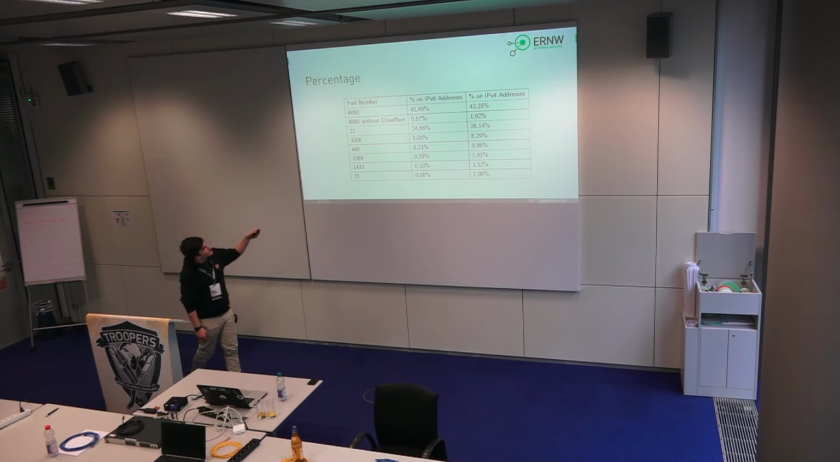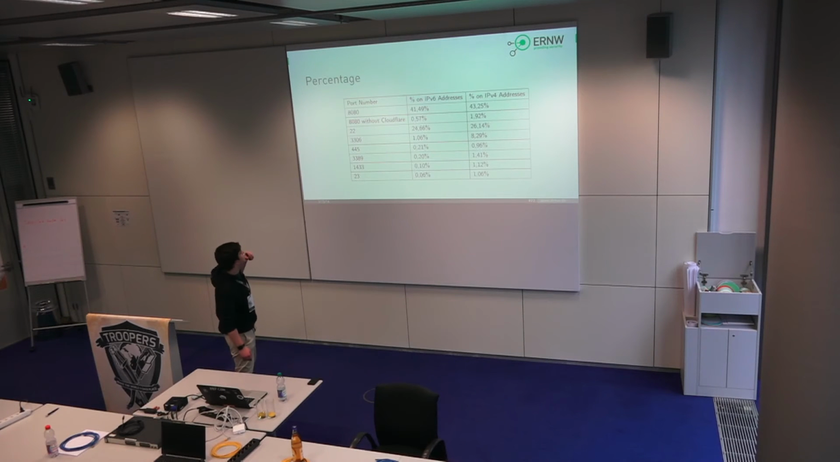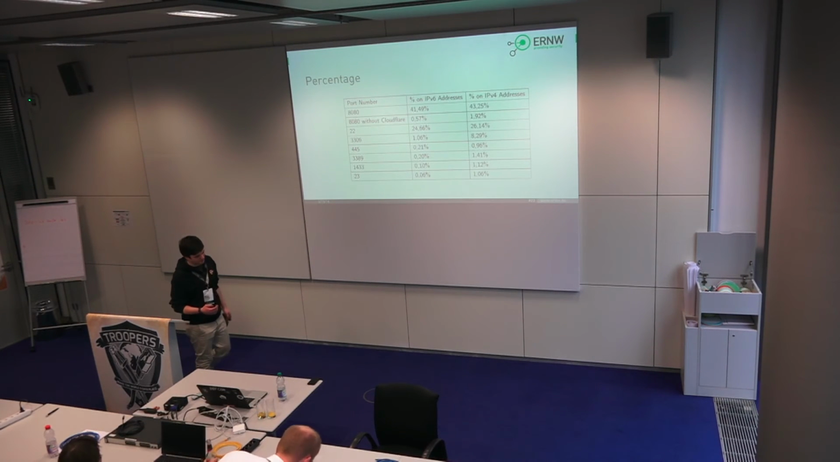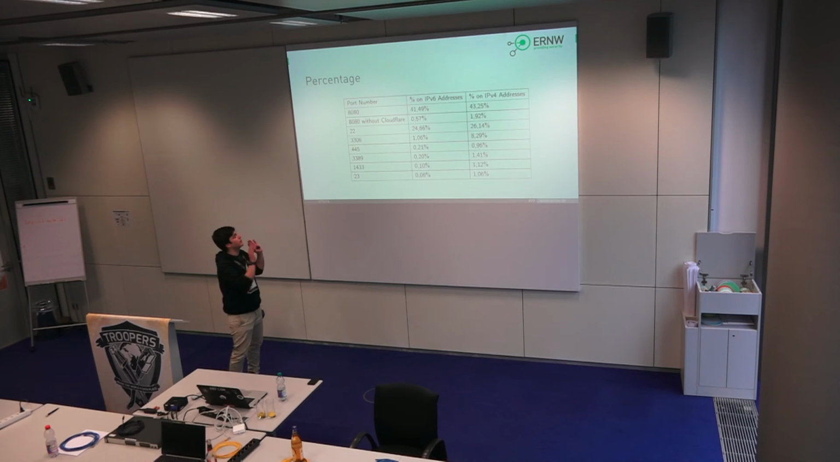So, some percentages of the risky ports. Port 88, almost the same on both. Port 8080 without Cloudflare, because Cloudflare automatically enables port 8080. Zero point something. SSH is almost as much open on IPv6 as on IPv4. MySQL, like I said, a lot more open on IPv4 than on IPv6. And just looking at the numbers, IPv6 seems to have more intense port rules than IPv4 has.